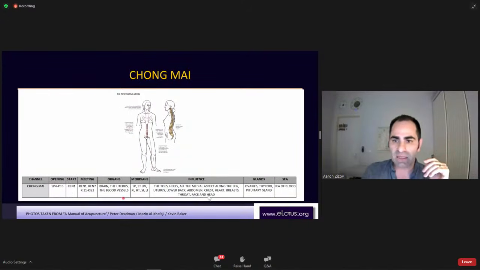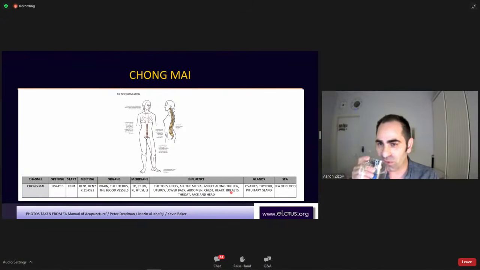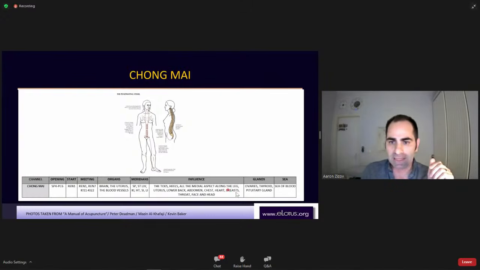Then we talked about the Chongmai, Sea of Blood. Again, the channel where the channels go through, spleen 4, pericardium 6 as the opening and secondary, meeting with other meridians and organs, influence many aspects, many areas, but basically it's the sea of blood, so the meridian is responsible for the nourishment of blood, glands, ovaries, thyroid, pituitary gland, very important for, again, fertility and hormonal conditions.